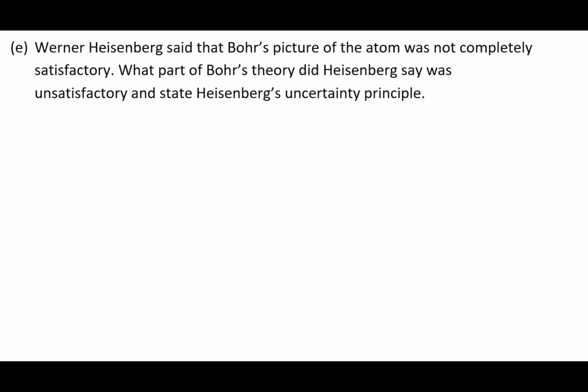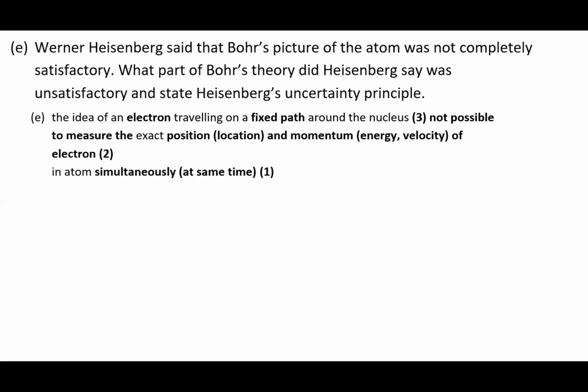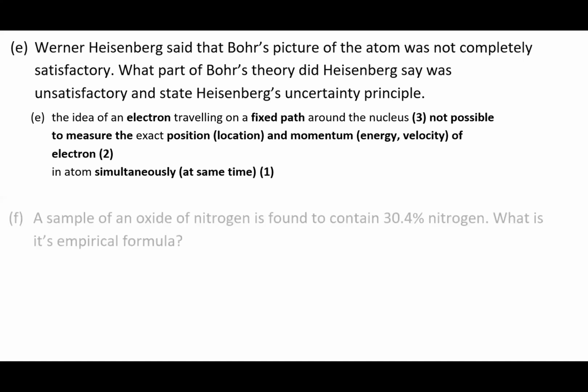Werner Heisenberg said that Bohr's picture of the atom was not completely satisfactory. What part of Bohr's theory did Heisenberg say was unsatisfactory, and state Heisenberg's uncertainty principle? So the part that was unsatisfactory was the idea of an electron traveling in a fixed path, and you can see the 2 key phrases that must be mentioned there, electron and fixed path. And then we have Heisenberg's uncertainty principle, which states that it's not possible to measure the exact position and momentum of an electron simultaneously, and you have options instead of position, putting location, and instead of momentum, energy and velocity, and so on. And I split the uncertainty principle into 2 parts there, 2 marks and 1 mark, to give you a total of 6 for that question.